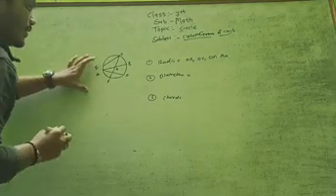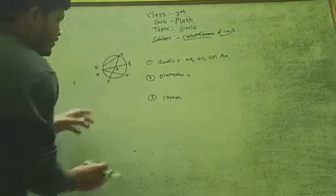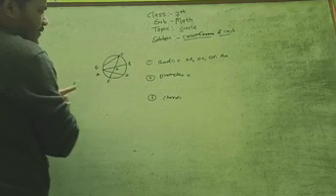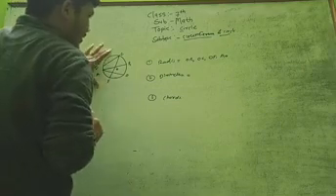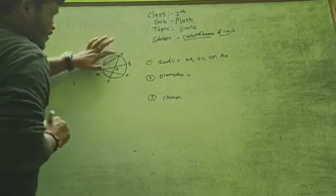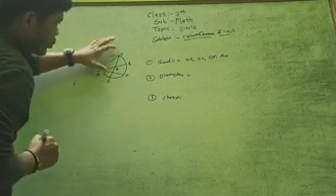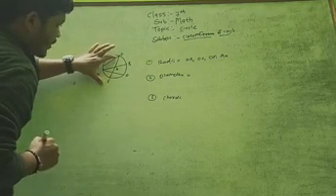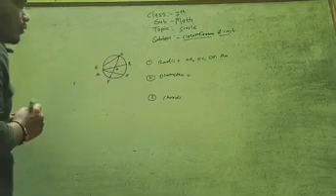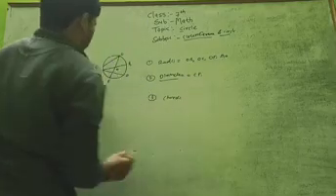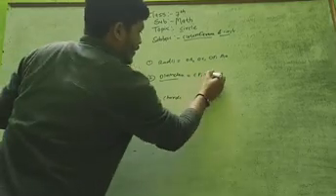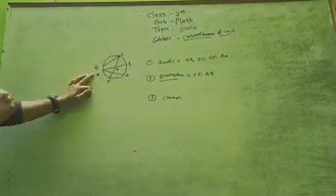Now, what is the diameter then? The diameter is the line segment joining two different points of the circle and passing through the center of the circle. Here CF is a line joining two points on the circle and passing through the center, so it is a diameter. So CF and AB are the diameters of the circle.